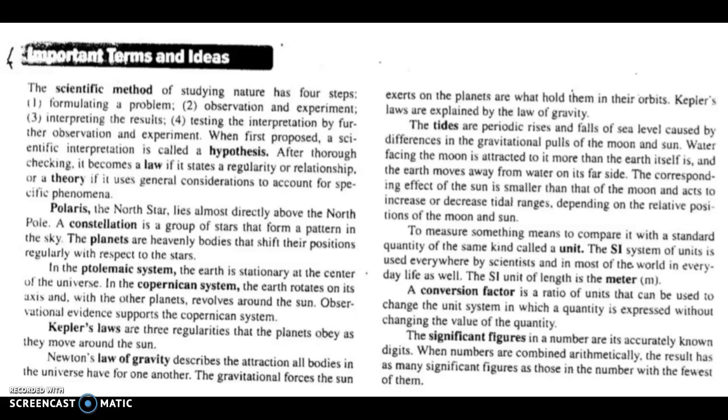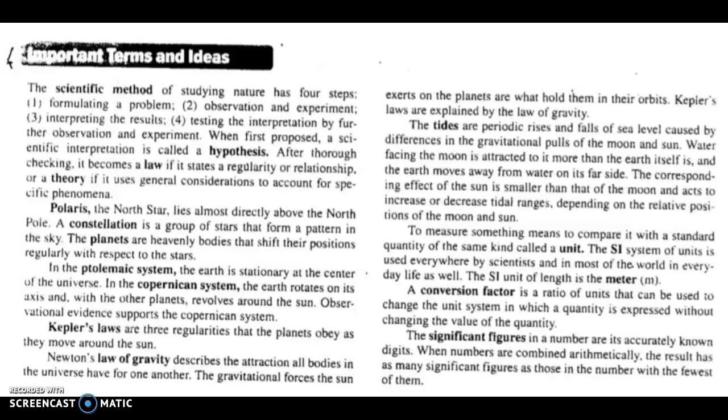So the very first proposed scientific interpretation is called a hypothesis. After thorough checking, it becomes a law if it states a regularity or relationship, or a theory if it uses general consideration to account for specific phenomena.